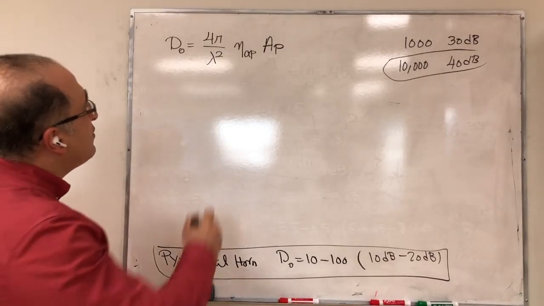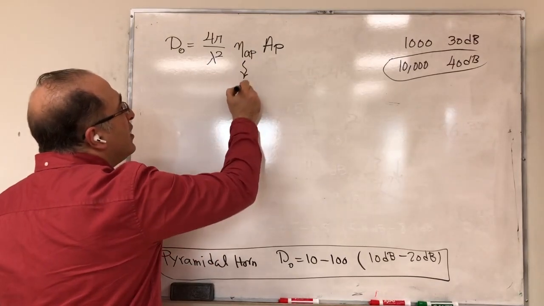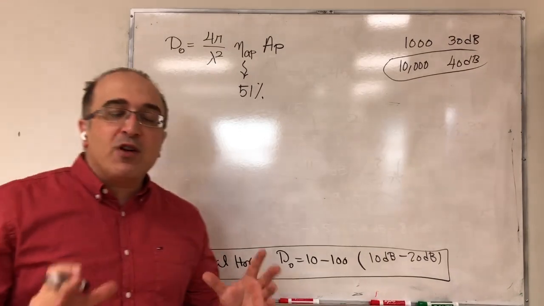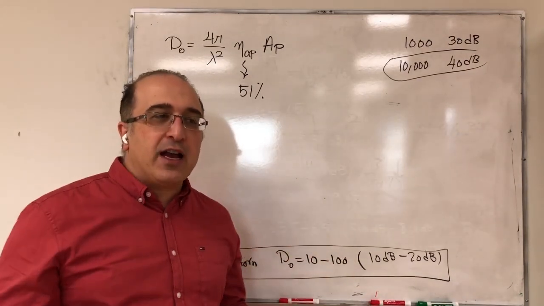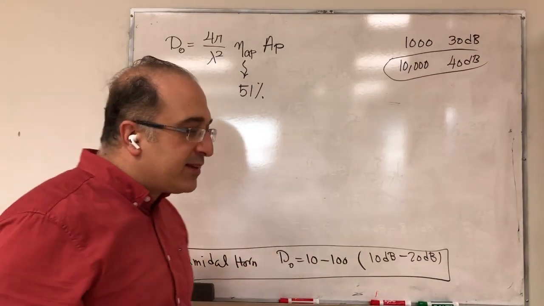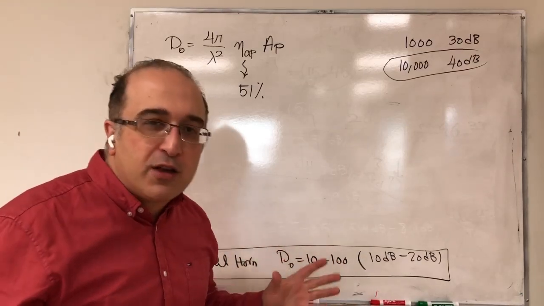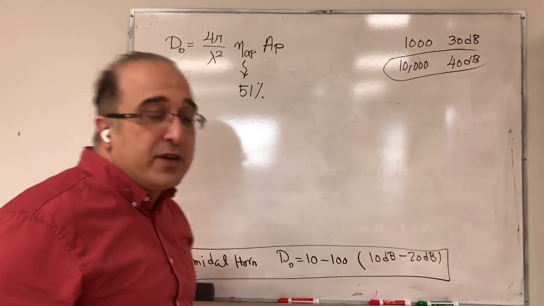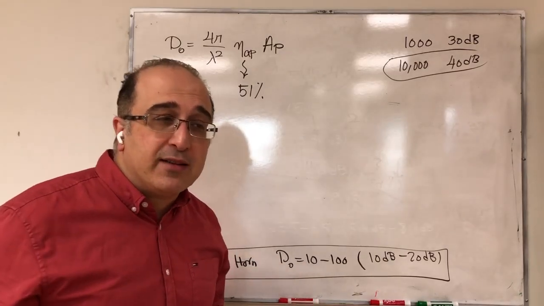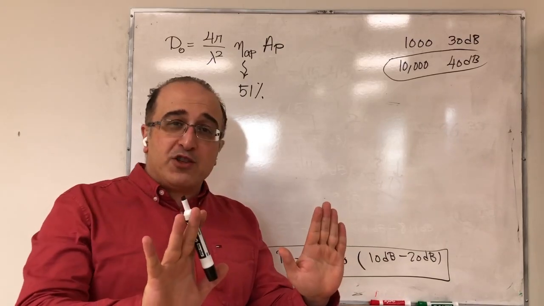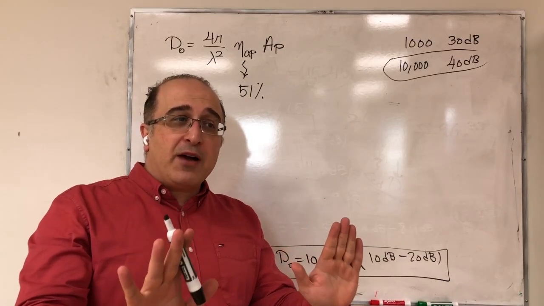And aperture efficiency of horn, we said let's have it as 51%. But here, for the sake of simplicity of calculation, I don't want to go to the detailed calculation. I'm just assuming the best case scenario, which is not going to happen. So I'm just going to assume aperture efficiency is 100%. Again, that's not going to happen because, as you know, when you get to the aperture of the horn, you have two issues.